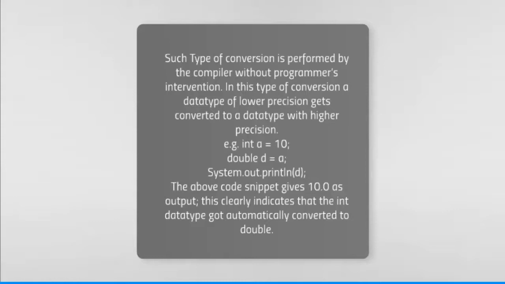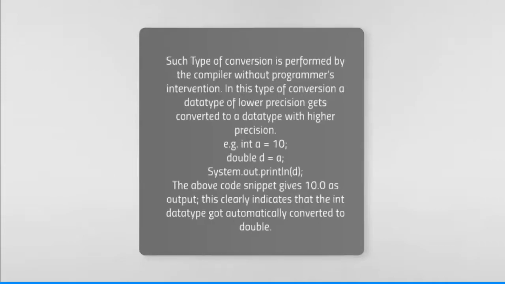You can see the example given there. int a equal to 10, double d equal to a. What will happen is that the integer will automatically be converted to double d without the intervention of the user. The output will be 10.0 as it gets automatically converted into double.